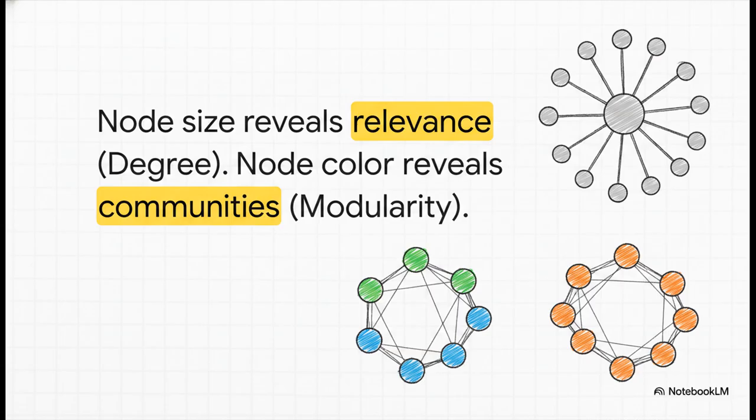Remember our metrics? The size of each dot or node tells us its relevance. So the bigger the node, the more central that theme is to the whole discussion. And the color? That shows us the communities. So for example, all the green nodes represent a cluster of ideas that are always being discussed together, and they're distinct from the orange or blue clusters.